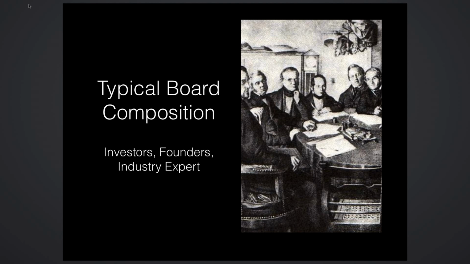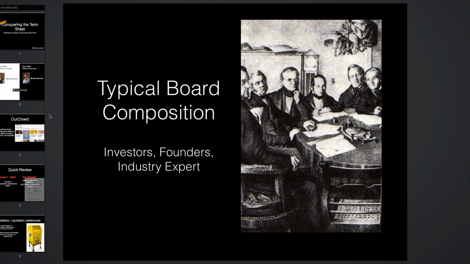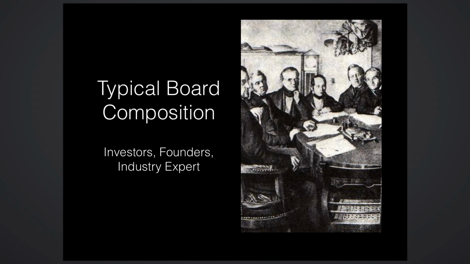So a typical board composition is made up of the founders, investors, and an industry expert. So one breakdown you might see, I'm negotiating a term sheet right now where the board composition will be 5 seats: 2 for the 2 founders, 2 for the investors that are coming in this round, and 1 for an outside industry expert. That also gives it a nice odd number in order to break any sort of ties.